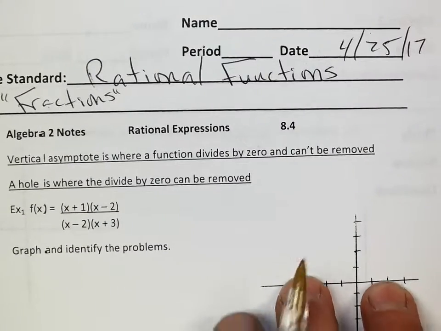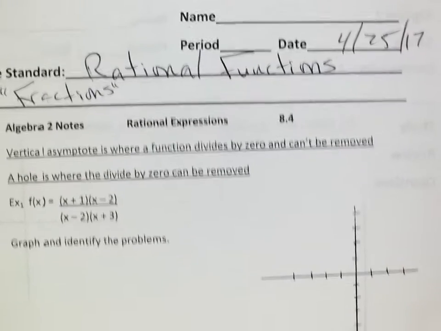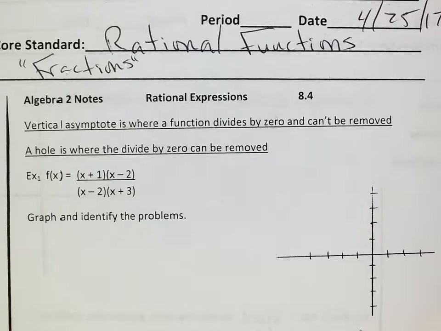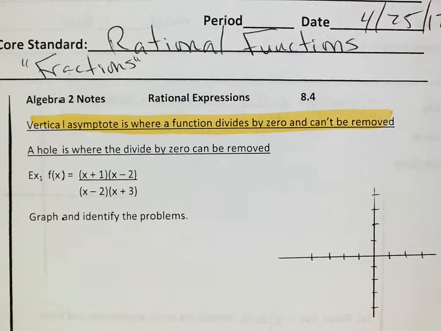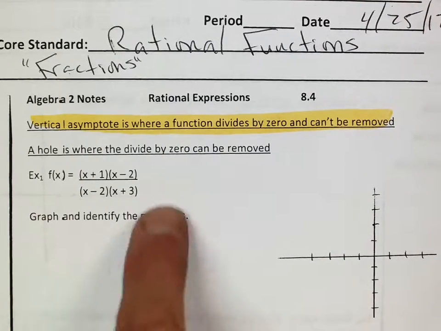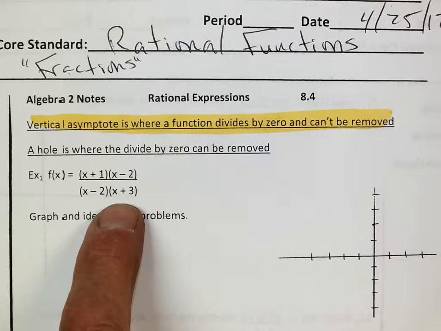So rational functions, and again, when we talk about the word rational, we're talking about fractions, okay? So the very first example I have up here, in fact I have it underlined, but I'm going to highlight, okay? Vertical asymptotes is where the function divides by 0 and can't be removed. So if I look at my example, I can't remove the x plus 3. You guys agree? Cannot remove this x plus 3, okay? So I already know on this one I'm going to have a vertical asymptote at -3, okay?